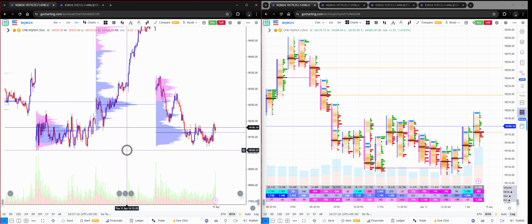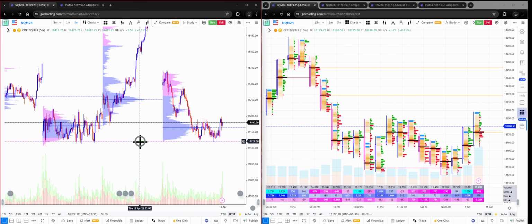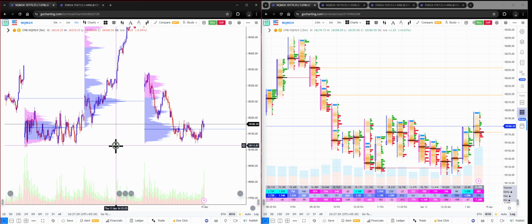What is even more interesting is it fails to take out the low of the 10th April. If you see, this is really interesting. It doesn't even take out the low of the 10th April. In spite of the environment being so bearish, we aren't able to take out the 10th April low.